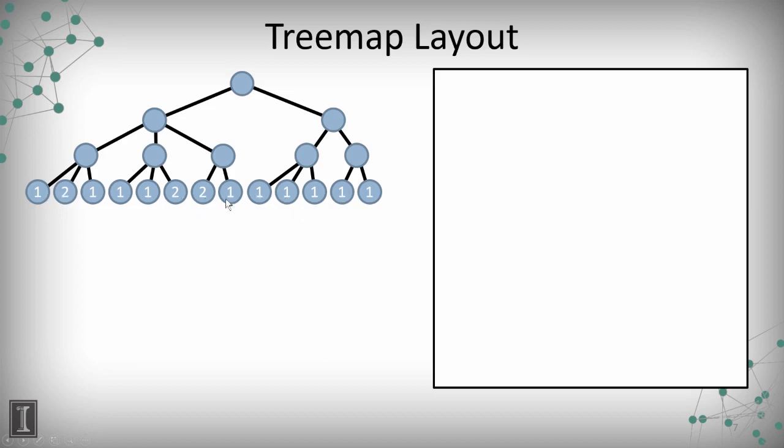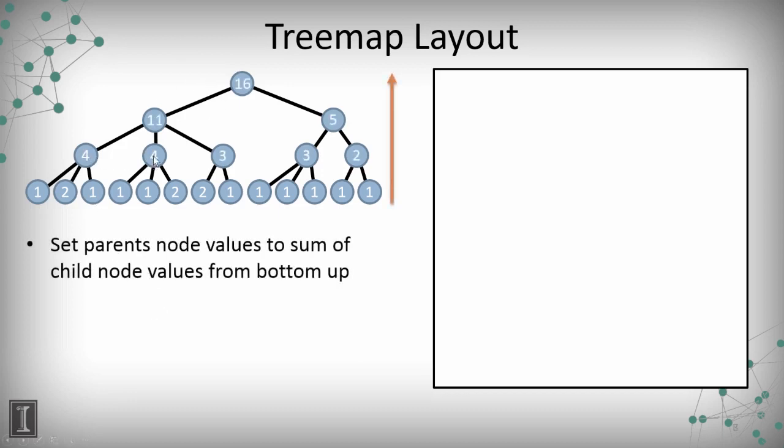And so we first need to do a bottom-up procedure that takes our tree nodes, and for the parent nodes of our tree, adds up the child nodes in order to assign them a value. So now each of the parent nodes is equal to the sum of its child nodes. This parent is equal to 4, it's 1 plus 2 plus 1.